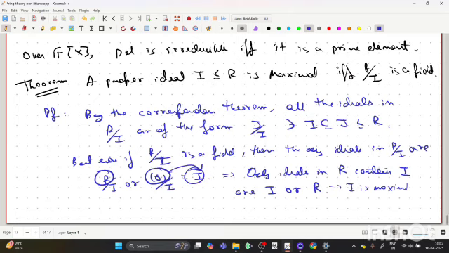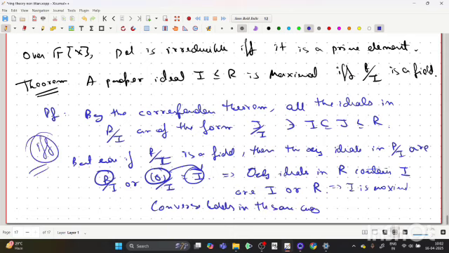Because what is the 0 element in the quotient ring? It's I itself, right? In that sense I'm talking. Got my point? So the only ideals in R containing I, by the correspondence theorem, should be either I or R. That should immediately imply that I is a maximal ideal. And the converse is also the same, right? The converse holds in the same way. The complete statement is actually an if and only if statement.